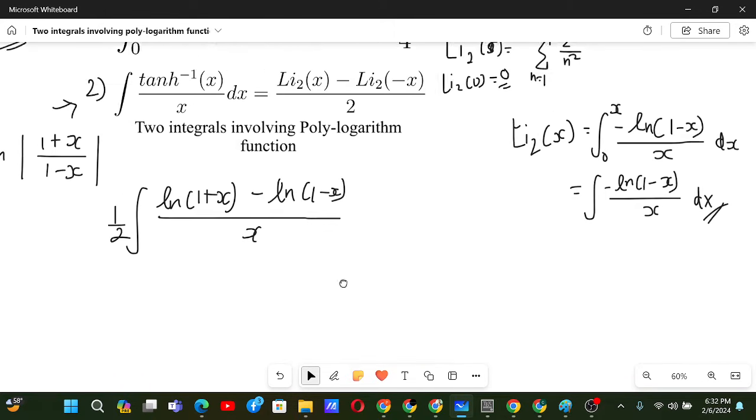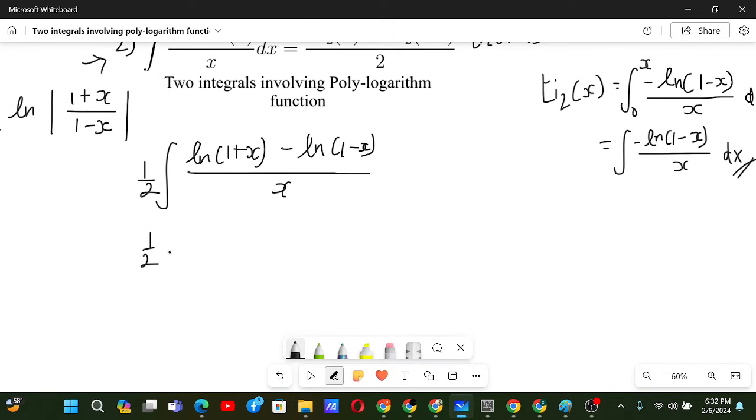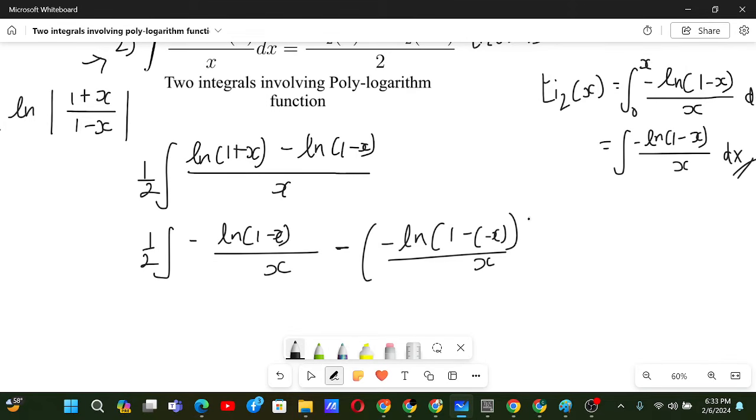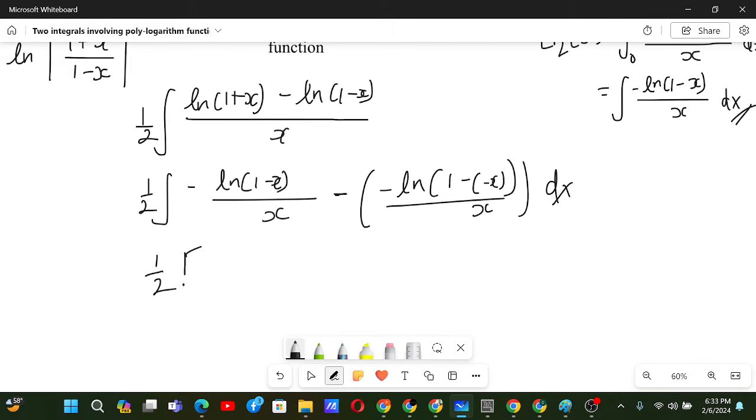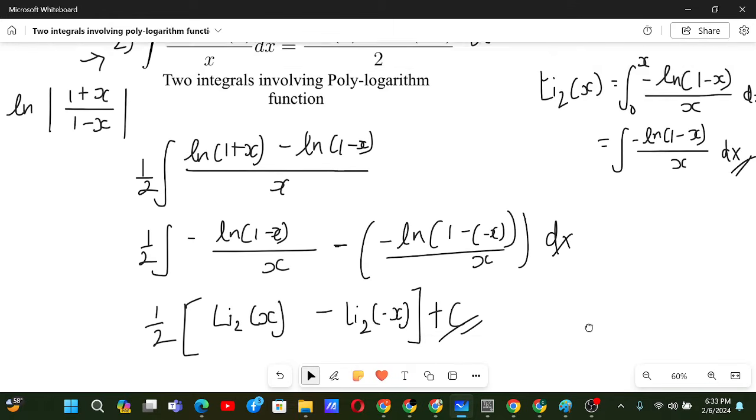Now first of all, let's manipulate this into that form: minus ln(1-x) by x, minus of minus ln(1-(-x)) by x. Now it's in the form that we want. We know that this is just Li2 of x minus Li2 of minus x, and this is the solution for the problem. Now let's go to the next problem.